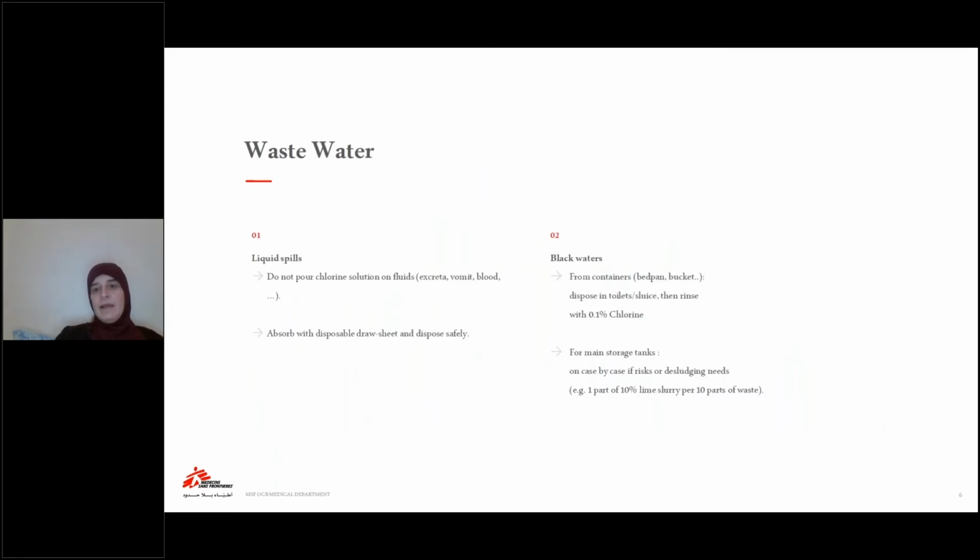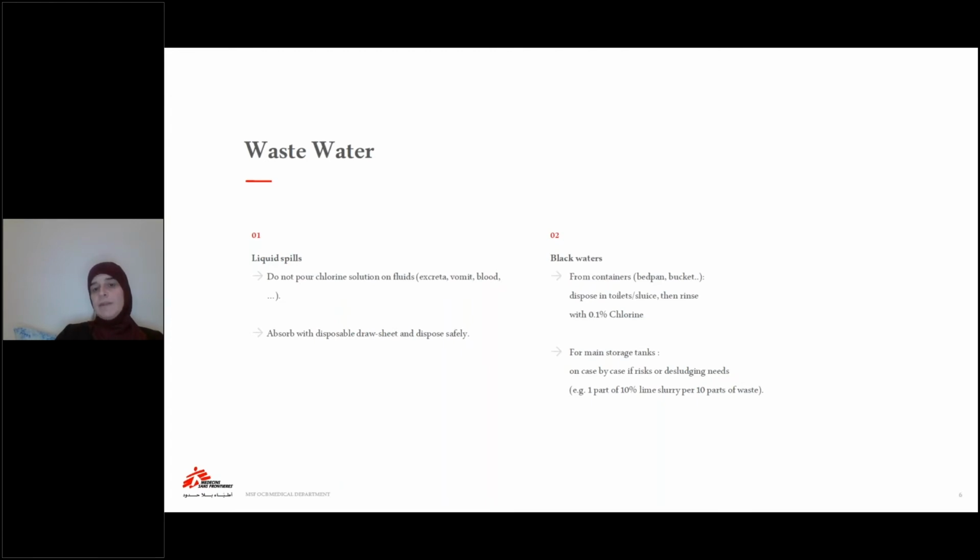This is about solid waste. So we have another type of waste in our healthcare facilities. This is waste water. We have first the spillage, the liquid spillage. For example, when we have any excreta, vomit, blood, urine. So we need to use an absorbent cloth, single use, to absorb all this liquid first. Then we need to clean with water and soap, then rinse it with water. Then at the end, we will use chlorine 0.1%.